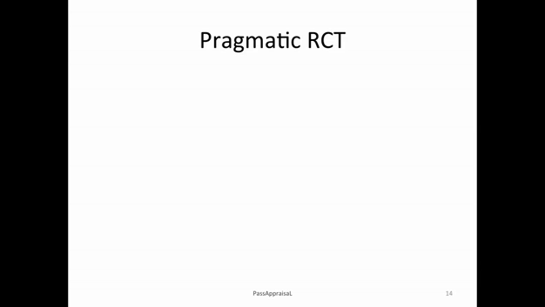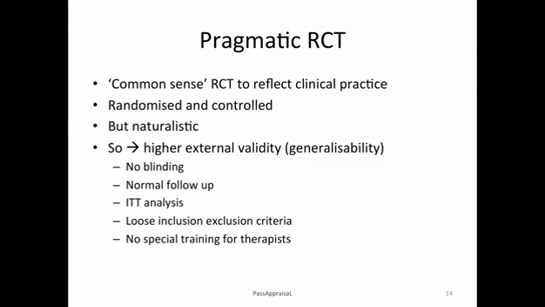One way of improving the generalizability is making some changes in the design of an RCT. If we make some common sense changes to reflect real-world clinical practice, we can get a pragmatic RCT with higher degree of generalizability. Some of the changes we can make includes avoiding blinding, providing no extra follow-up, conducting intention to treat analysis, having realistic exclusion and inclusion criteria, employing regular clinical staff and not academic specialists to oversee the treatment plans, etc. These changes will make an RCT more naturalistic.